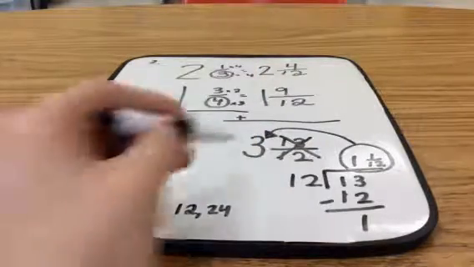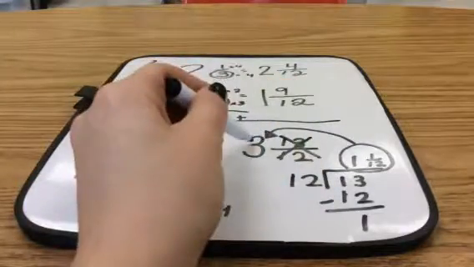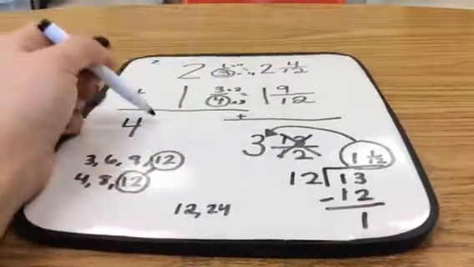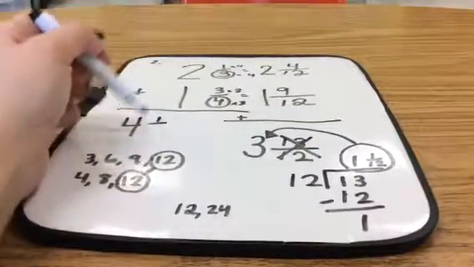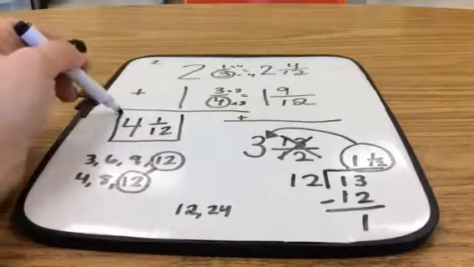So instead of 3 and 1 and 1/4, we add the whole numbers. 3 plus 1 is 4, and 1/12. So that's the final answer.